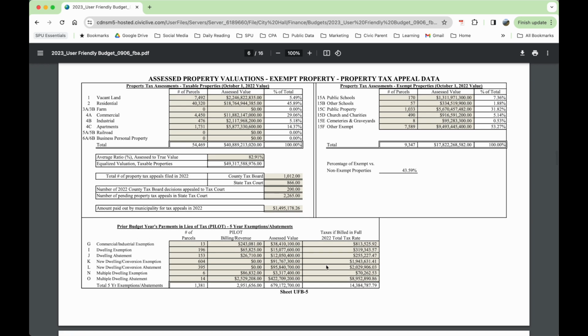And then this is where we're going to pause and work for this coming week. Sheet UFB-5, assessed property valuations. So this is going to be the tab that's going to tell us about the tax base in your town. And here's what I want you to do as part of this data exercise.